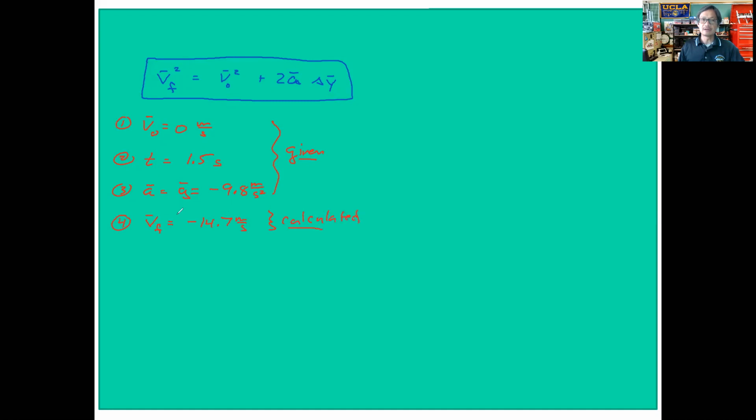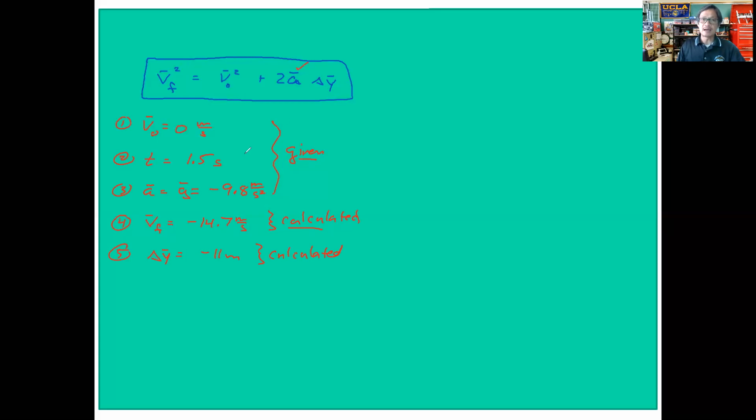But now that we have the final velocity, we can solve for the displacement. They also wanted us to find the displacement. So we were able to solve displacement using the second kinematic equation. We found that displacement was negative 11 meters because it's downward. So this was also calculated. But I asked you then to calculate this displacement using the third kinematic equation, because there is your displacement. You should be able to use this equation to solve for displacement.